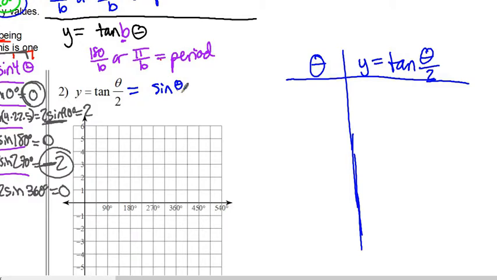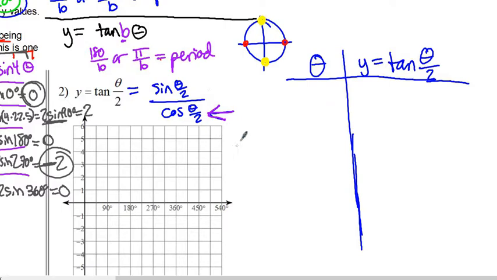Tangent is equal to sine over cosine. The asymptotes will occur whenever this equals 0. And on the unit circle, remember cosine is the x-coordinate. So the x-coordinate is 0. The red dots right there are where sine equals 0. The yellow dots right there are where cosine equals 0, at 90 and at 270. So whenever 90 or 270 gets plugged in for cosine, that means we're going to have an asymptote.